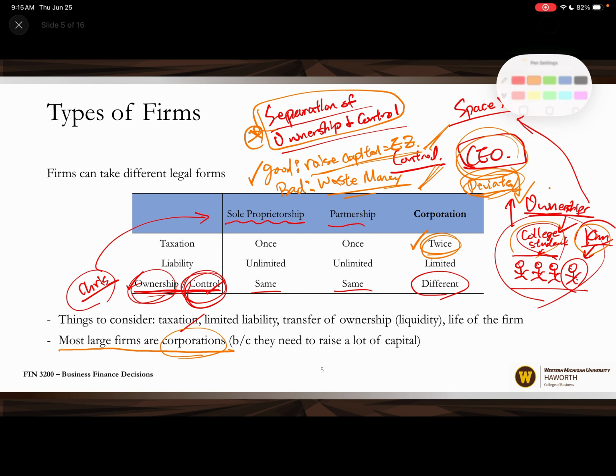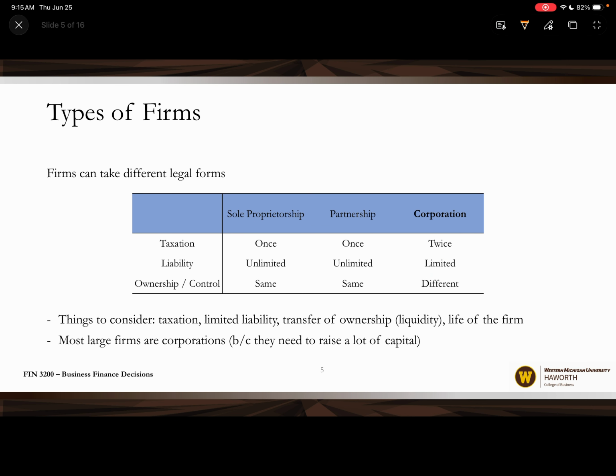Now, let's talk about liability. We'll go to the next slide. But before we move on, note that when it comes to liability, all these other forms, for the owners, they have unlimited liability, whereas for owners of corporations, they have limited liability. And this is a great thing. So we'll talk about that right now.